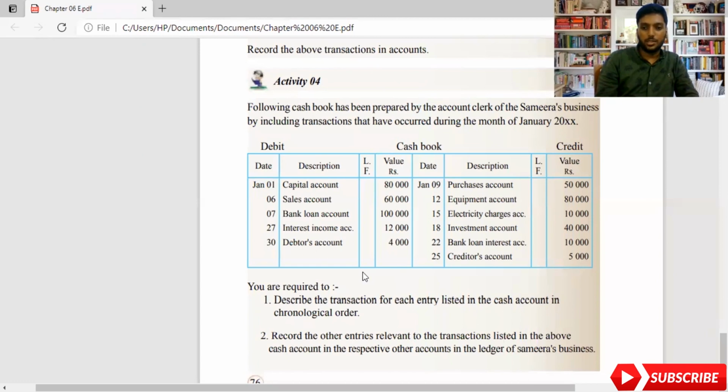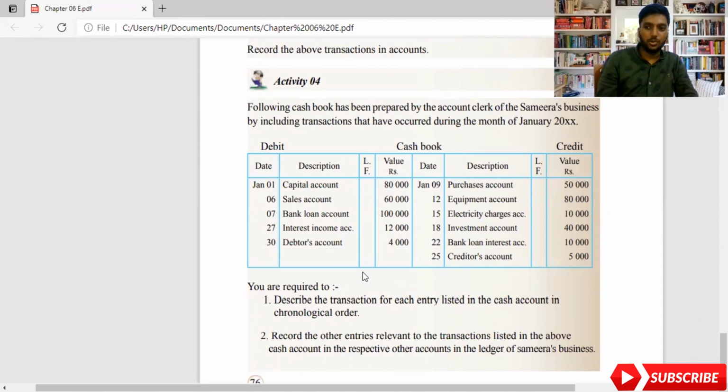Again, on the 12th, you have purchased the equipment, so 80,000. So the equipment account will become debit in the ledger account, saying cash. And here, the narration, I mean the transaction details, you can write purchased equipment worth 80,000. Then electricity charges account 10,000. It is an expense account. So on the electricity charges account, you say cash and record it on the debit side as 10,000. For describing the transaction, I will say paid electricity charges of 10,000.